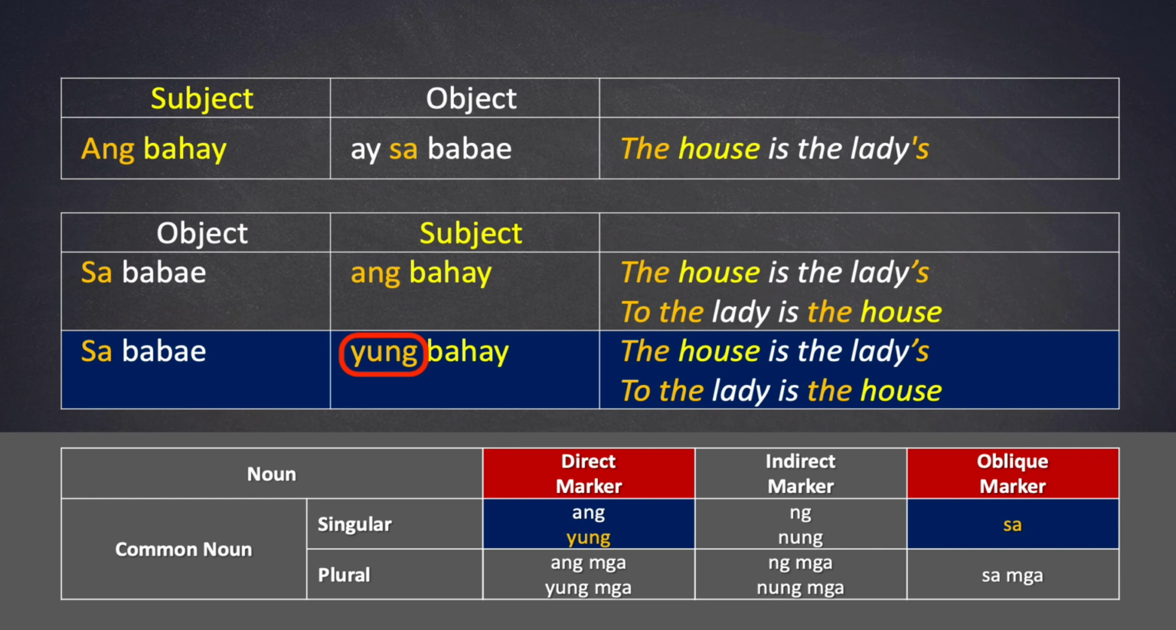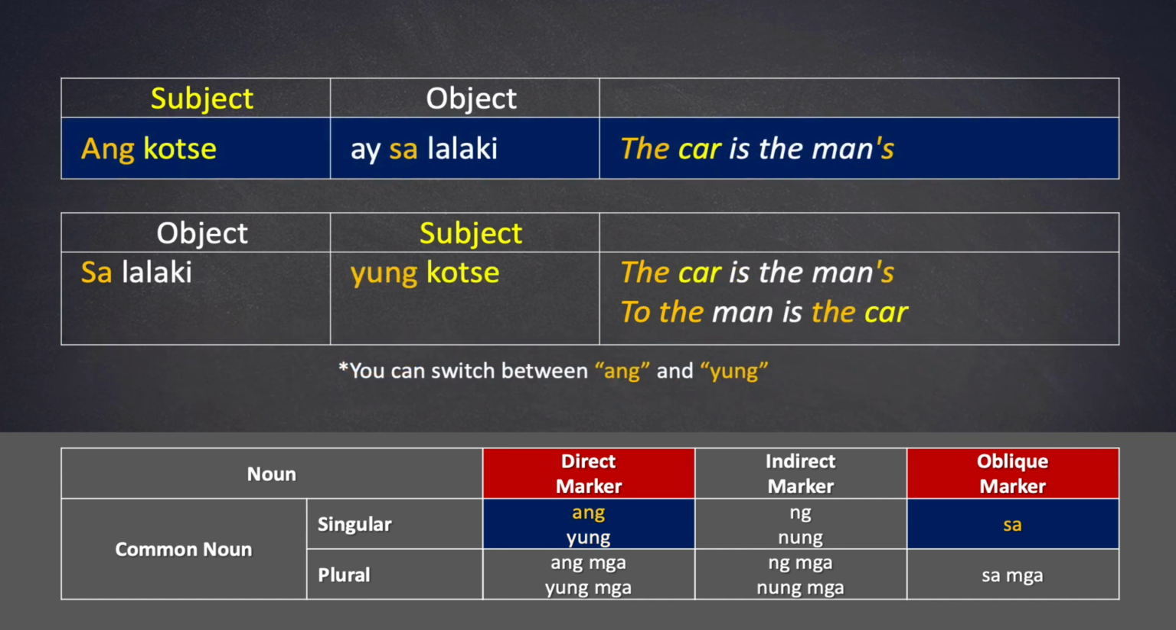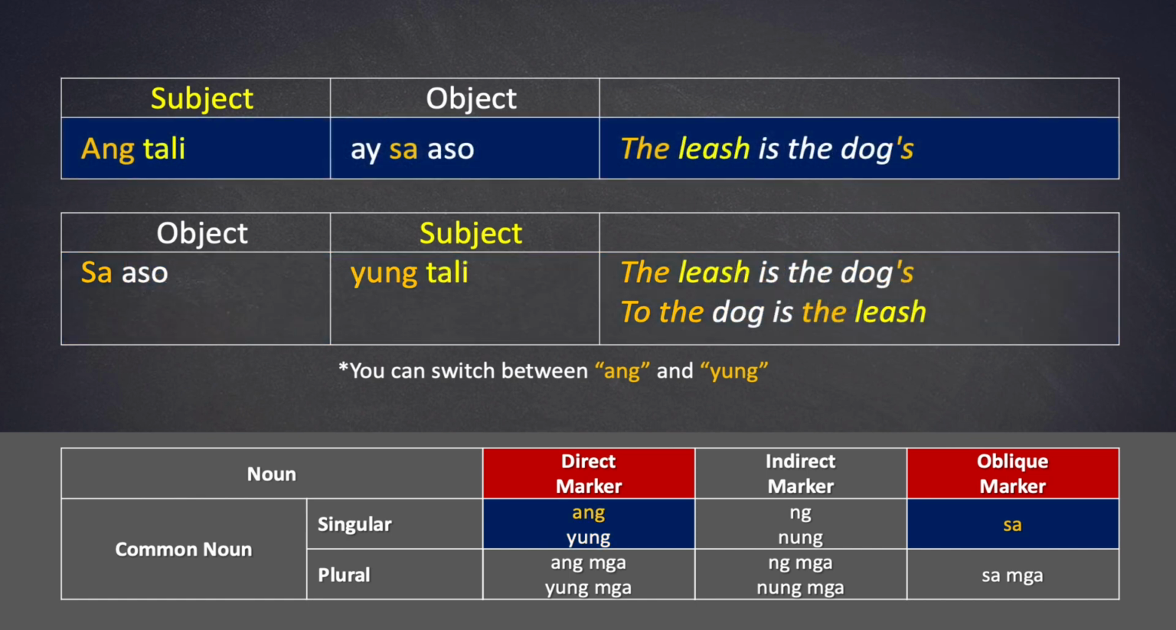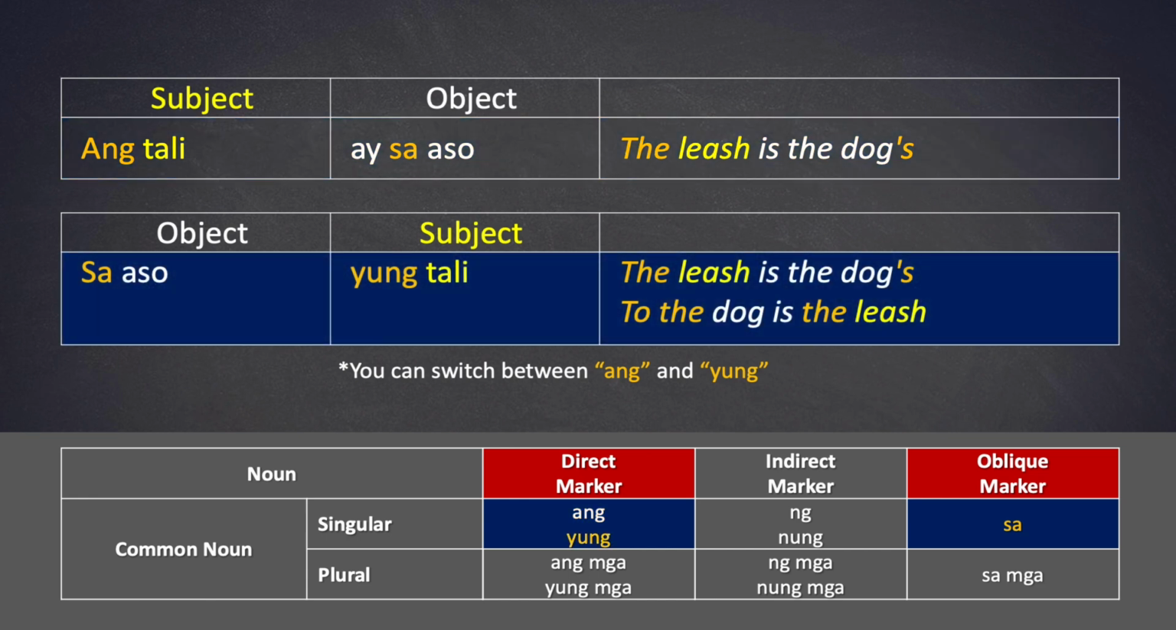Let's have some more examples. Ang kotse ay sa lalaki. The car is the man's. Sa lalaki yung kotse. The car is the man's. Ang tali ay sa aso. The leash is the dog's. Sa aso yung tali. The leash is the dog's.